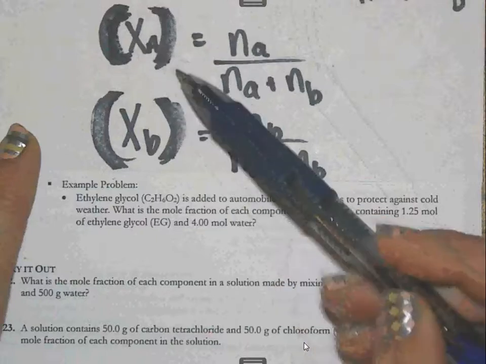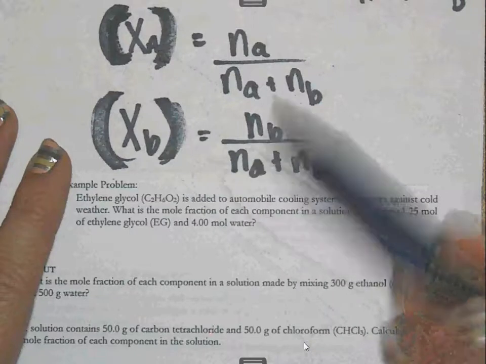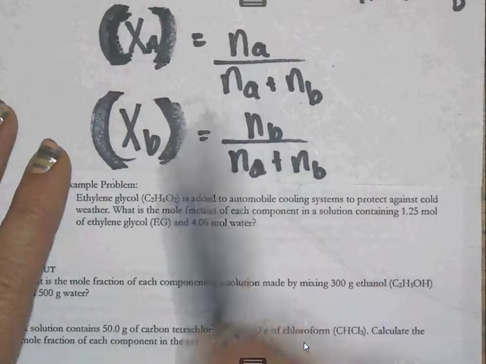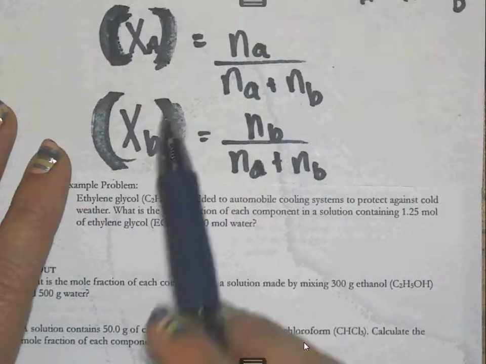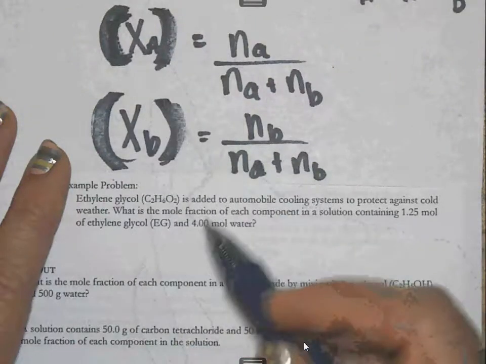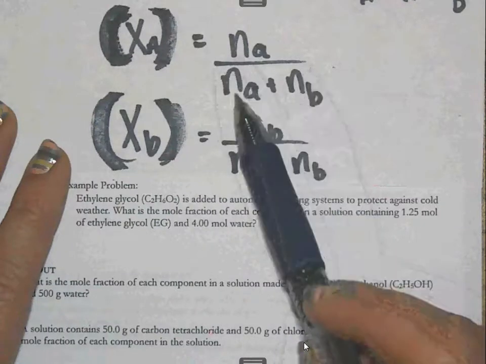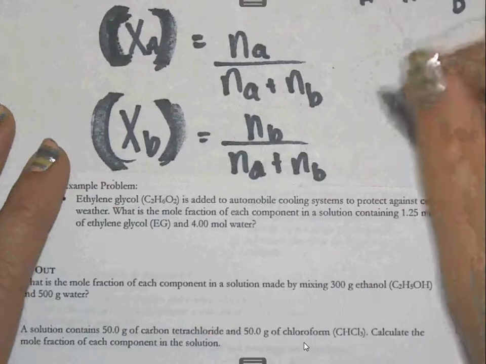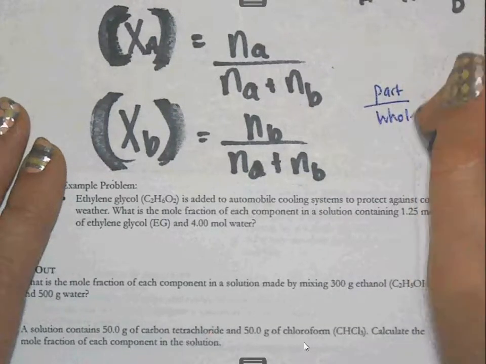X sub A stands for the mole fraction of A, and X sub B would stand for the mole fraction of B. Remember n from our gas law equations, PV equals nRT? This lowercase n stands for the number of moles. What it's telling me is that the mole fraction of A, I should have done that as a lowercase a, will be the moles of A divided by the moles of A plus the moles of B. Quite like any fraction, what I'm doing is simply part over whole.